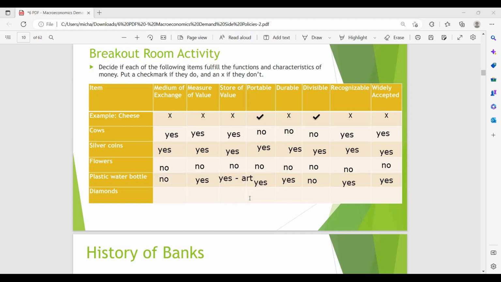And what about diamonds? Are diamonds any of these criteria here? Yeah, I'd agree with you. Divisible would be a hard one because it's very hard to divide, but it's debatable. Medium of exchange for sure. Measure of value, yes. Store of value, yes. Portable, yes. Durable, yes, I think. Recognizable, yes. Widely accepted, yes, I think.